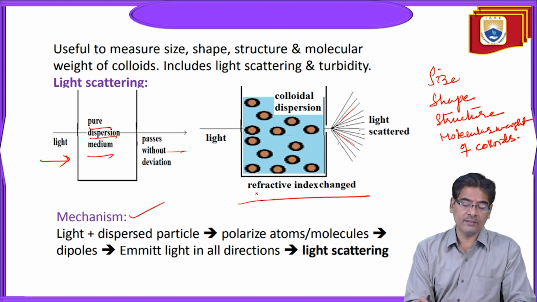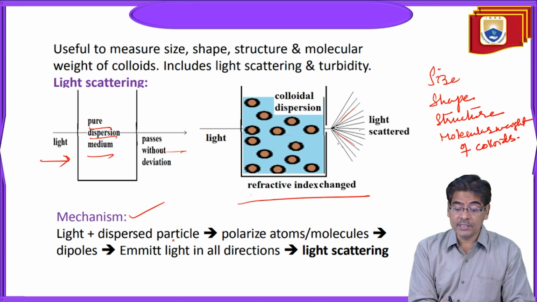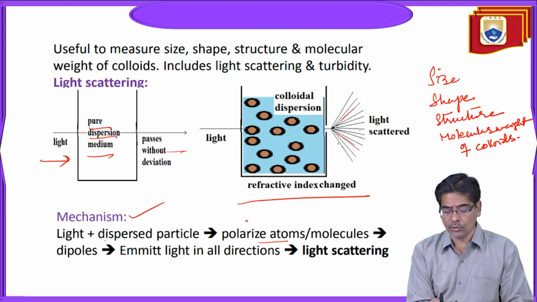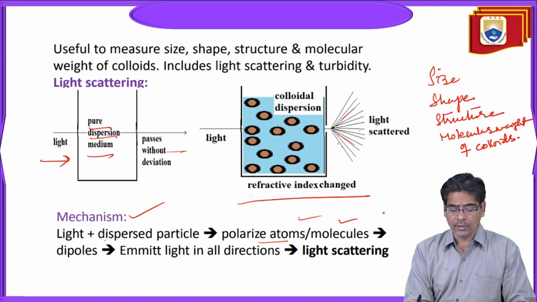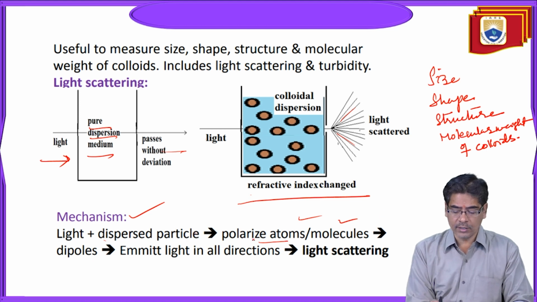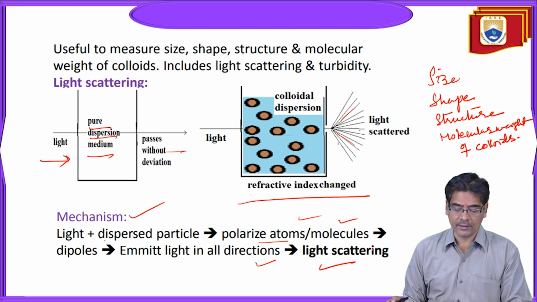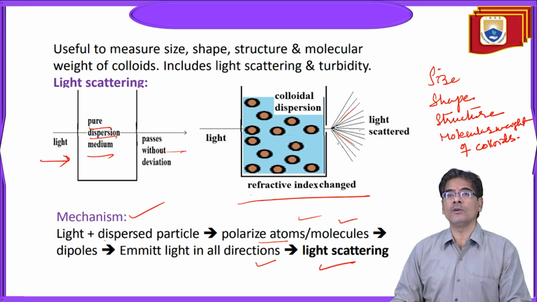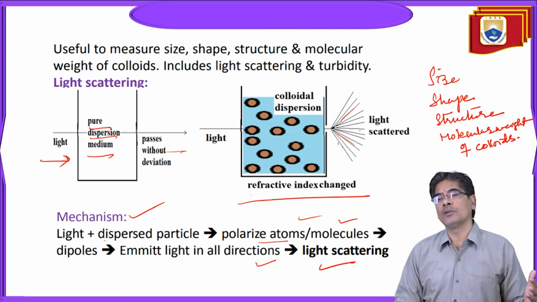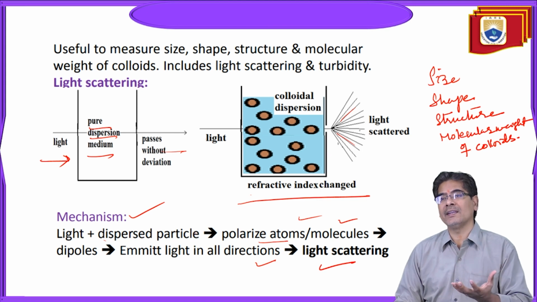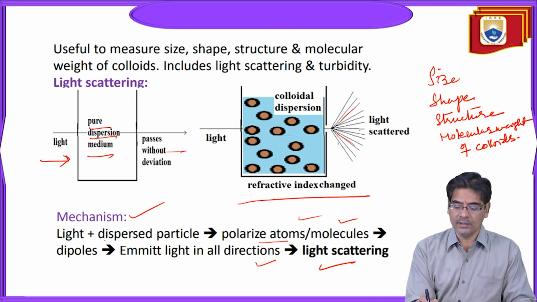The mechanism involved is that light plus dispersed particle gives polarized atoms or molecules, and this gives dipoles that emit light in all directions. That is what we call light scattering. So this is what we call a dipole.